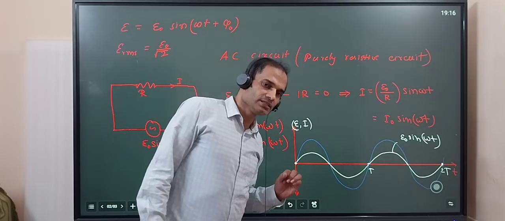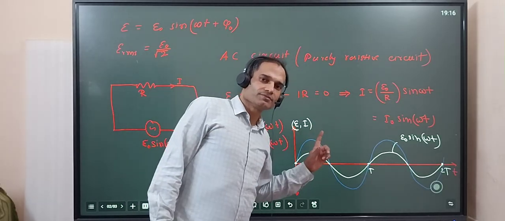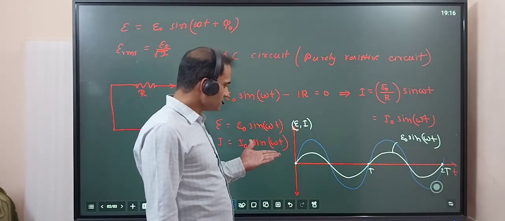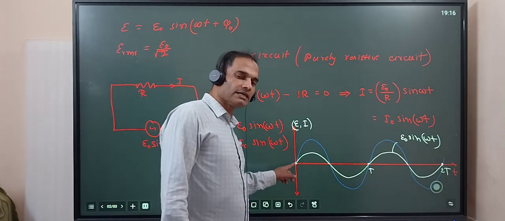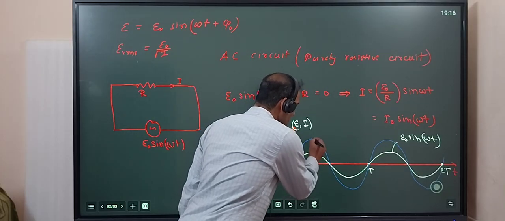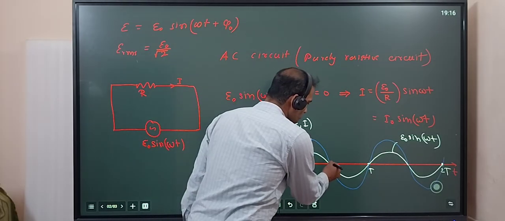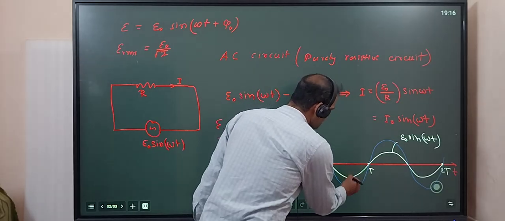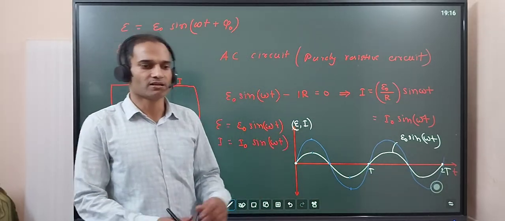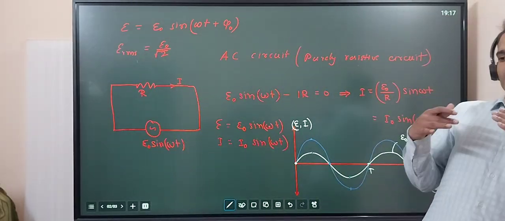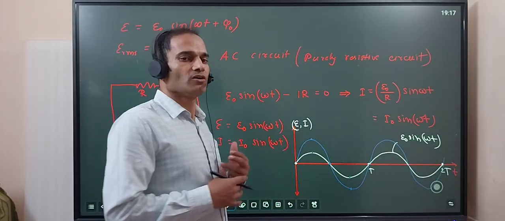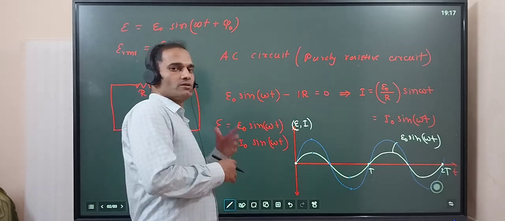Okay, but what you can see there, current and EMF both are in sync, both are in phase. That means both are starting from 0 simultaneously, they are reaching the peak values simultaneously, they are again going to be 0 simultaneously, they are reaching the minimum values simultaneously. You can see that they are doing everything simultaneously, side by side. So this is the meaning of being in phase.